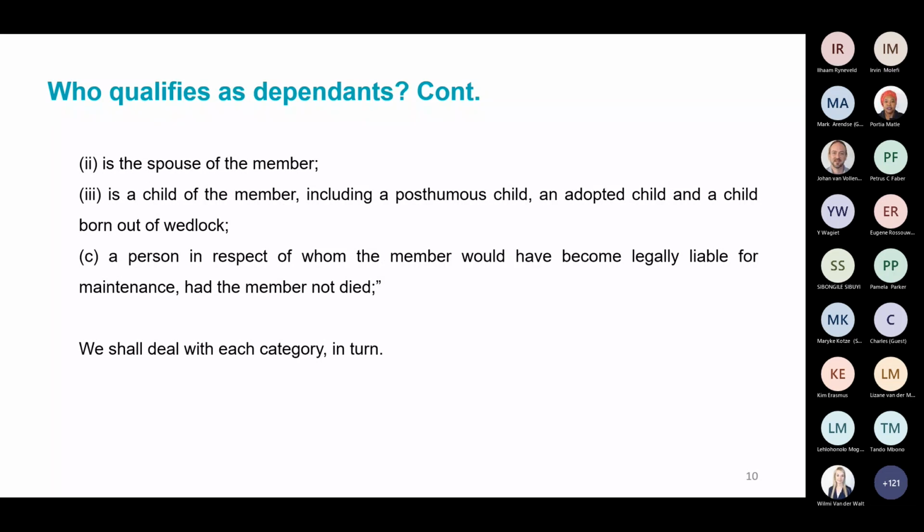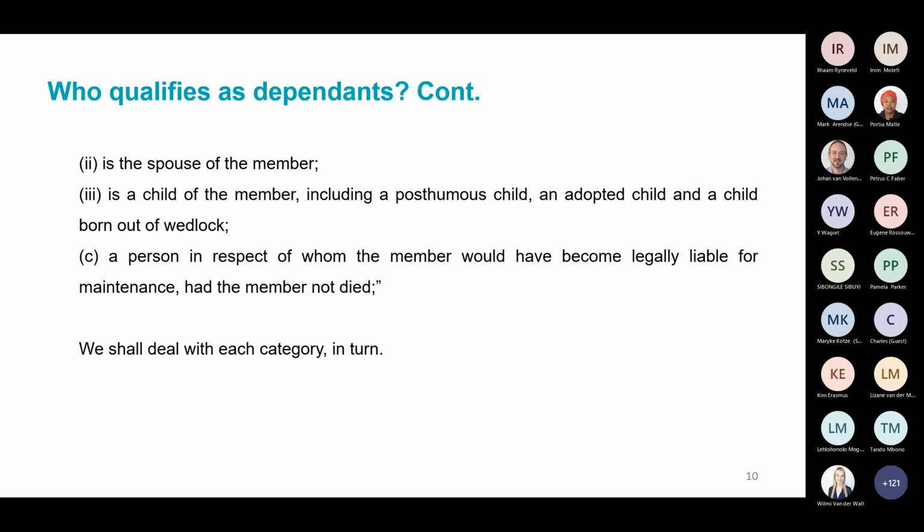Paragraph B3 defines a dependent as a child of the member. That includes a posthumous child, an adopted child, and a child born out of wedlock. And of course, I think some of these terms might seem a bit antiquated, because, you know, child out of wedlock, but of course there's a history attached to it because, you know, very many years ago, these things were viewed quite differently. And I think that's why it was expressly provided for in the Pension Funds Act.